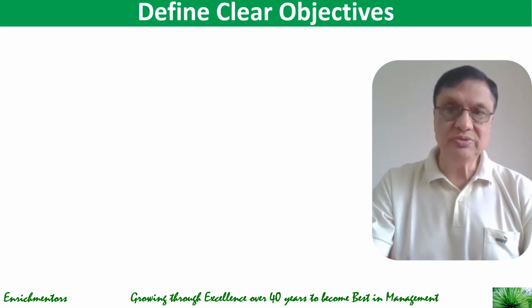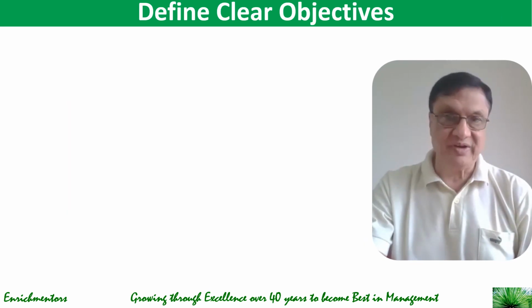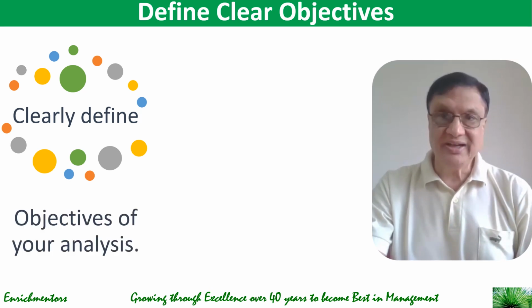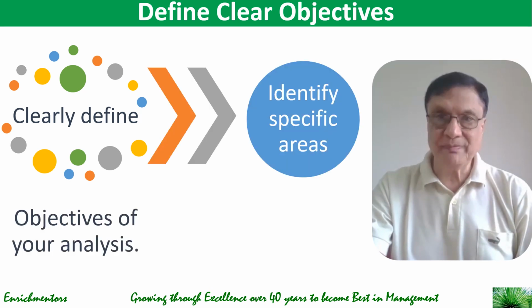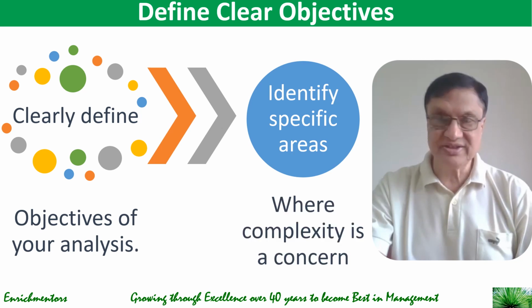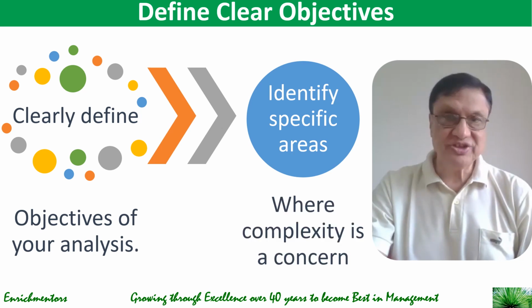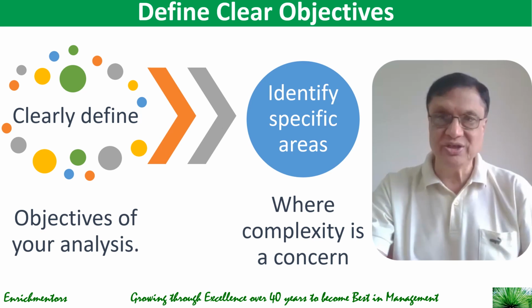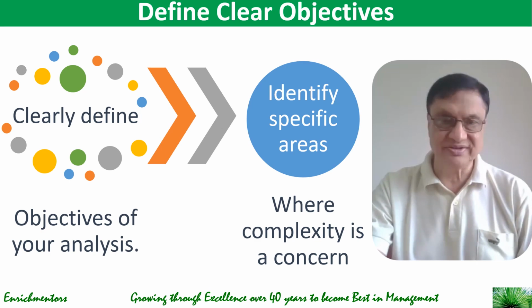So the first thing you need to do is to define a clear objective, right? Clearly define the objective of your analysis. Identify specific areas where complexity is a concern, such as supply chain, operations, or decision-making process. So define what the pain point is. Where do you think you have a high amount of complexity? And define clearly the objectives of your analysis there.